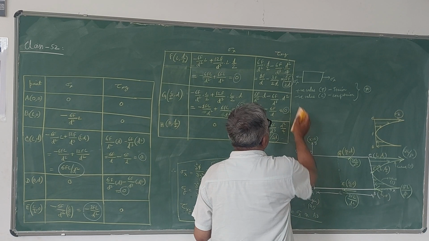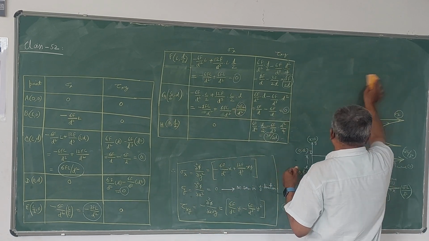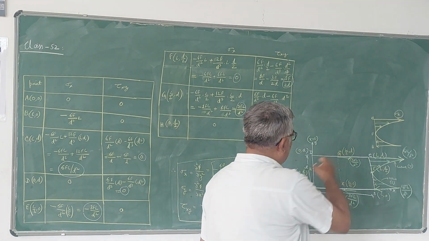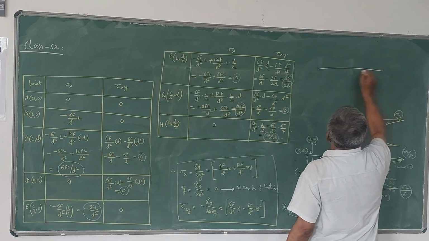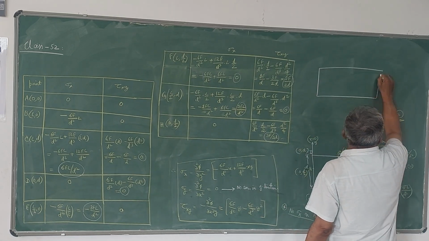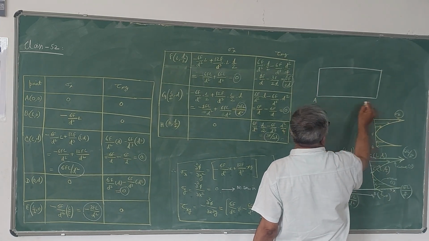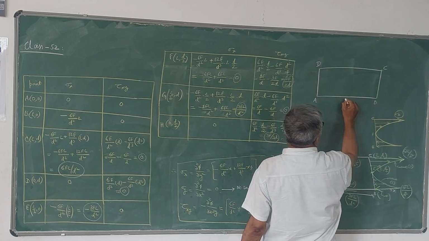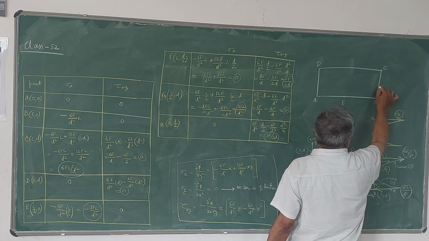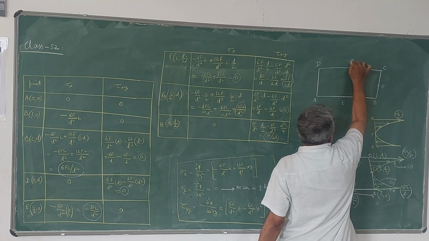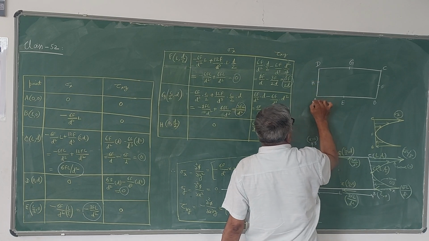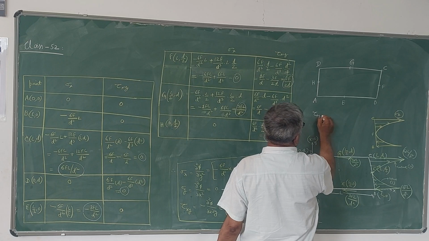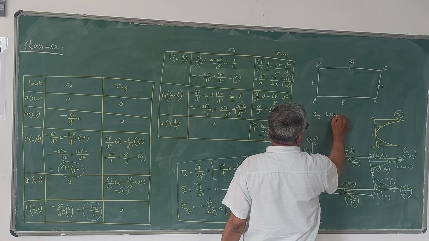Now we will plot tau xy. We will have one more element like this. Don't plot in the same diagram. You have one more like this. So A, B, C, D, E, F, G, H. Now we have the values. So this is the tau xy distribution, the shear stress distribution.